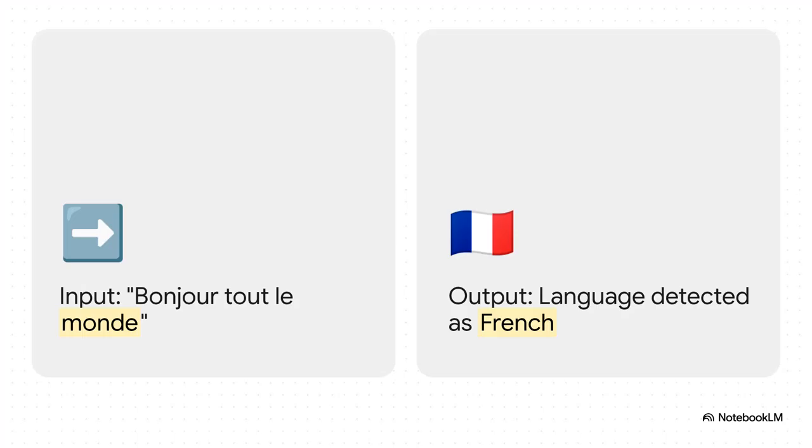All right, let's see our detective in action with a simple case. On the left, we have our input. We send it a request with the phrase "Bonjour tout le monde." The API does its thing, and on the right, it gives us the response. And yup, it correctly identifies the language as French.